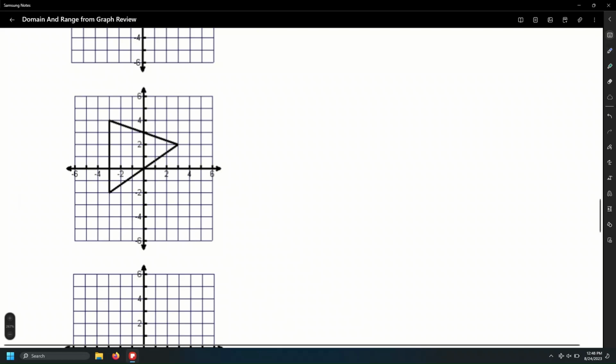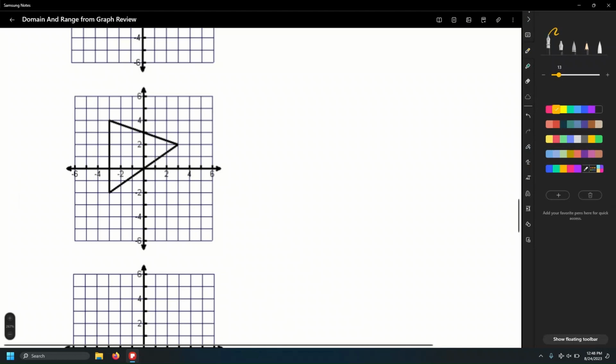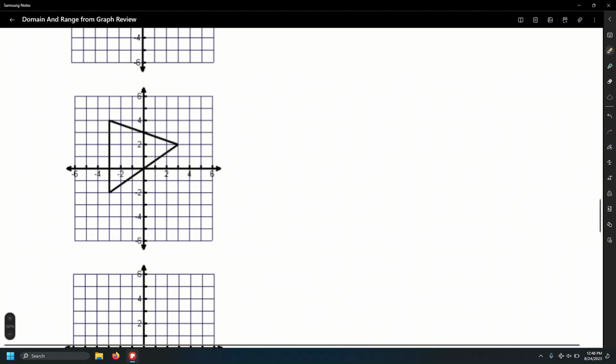So we have this triangular region, for which we're going to find the domain and the range. Let's recall, first of all, that to get the domain of a function, we scan the graph from left to right, and for the range, we scan the graph from bottom to top.